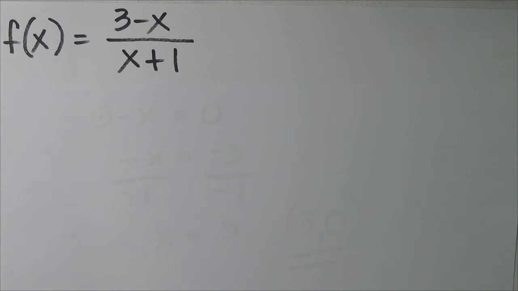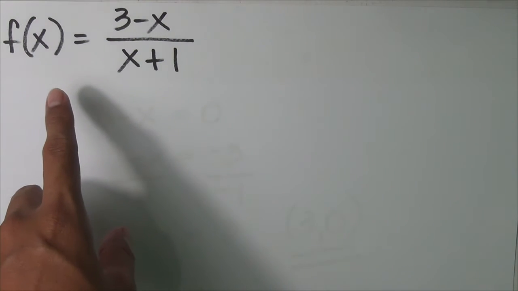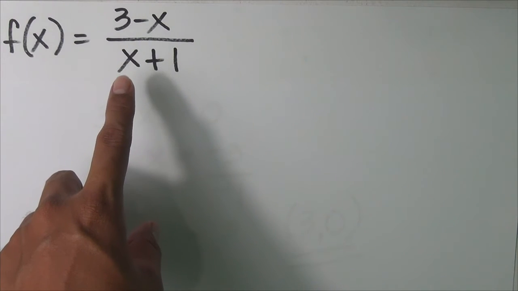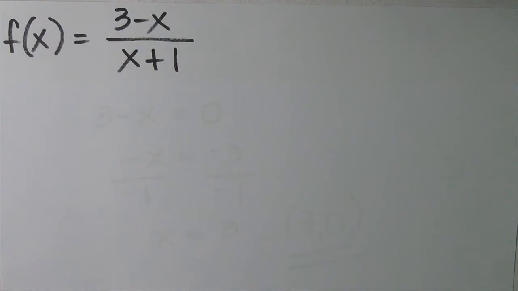Let us determine the zeros of this rational function. f(x) = (3 - x)/(x + 1). To find the zeros of a rational function, we will equate the function to 0, or solve for the x-intercept of the function by equating the numerator to 0.